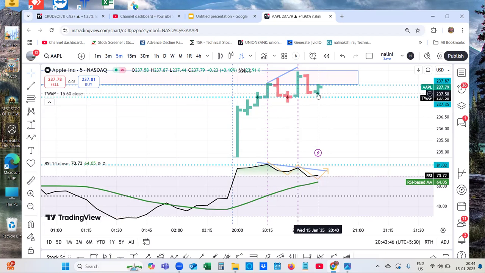237.37 and 237.50. So average price has increased, but they are at the same level. RSI has not crossed below its moving average. And price is above this green candle. There is no lower close.